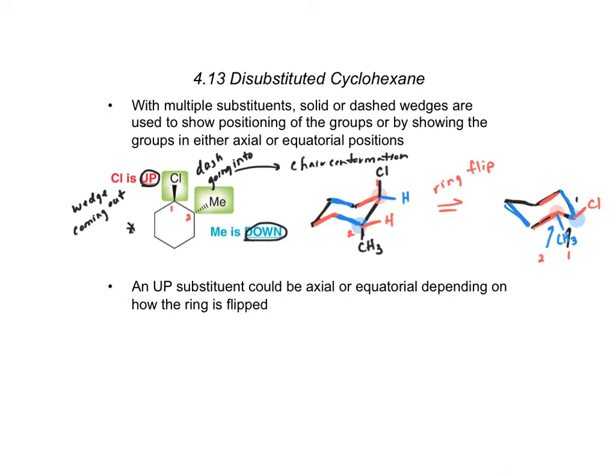Okay, so that's the big thing, and that's what I'm trying to stress here, is that up and down are not, oh, it's always axial, it's always equatorial. It depends on the position, okay? So if you draw the right-hand ring, the axial for carbon 1 is always up. The equatorial is the down, right? For carbon 2, the axial is down, the equatorial is up, okay?